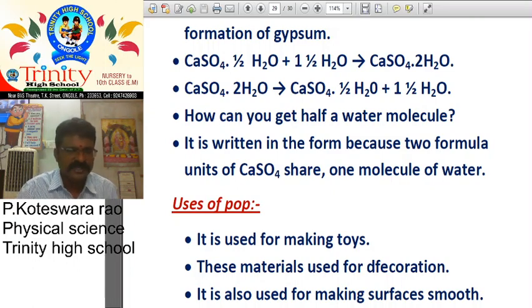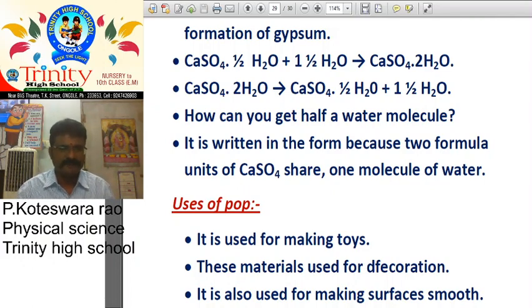CaSO4 means calcium sulfate. 2 formula units of CaSO4 share 1 molecule of water. That means 2 CaSO4 go with 1 water, but here how many are taken? 1. So what is the half of 1? 1/2. That's why we get 1/2 water molecule here.